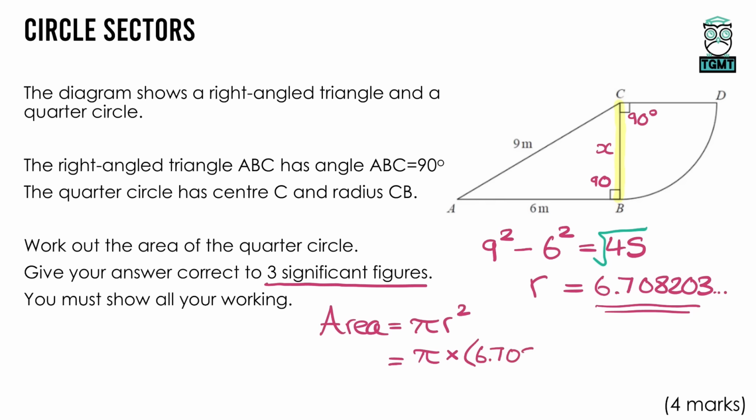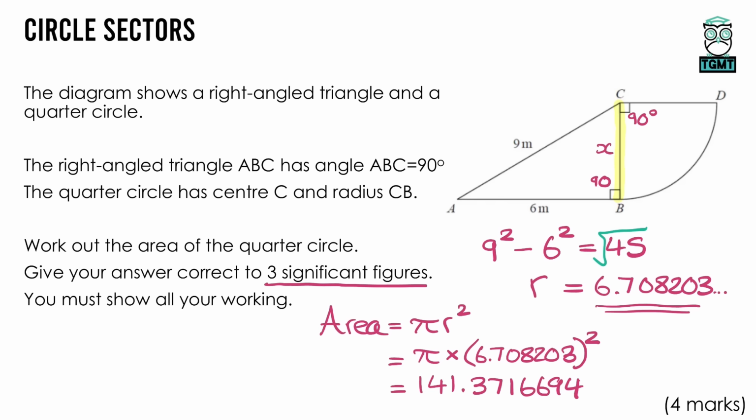So 6.708203 squared. And we'll work that out. I'm going to use the full number as it's still on my calculator, but it would be absolutely fine just to use that rounded version in this question. Now that comes out as 45 pi, or as a decimal, 141.3716694. Now, as it is a quarter circle and not a full circle, we do need to account for that.